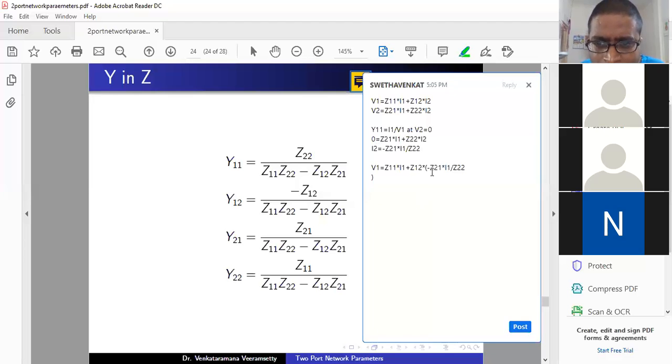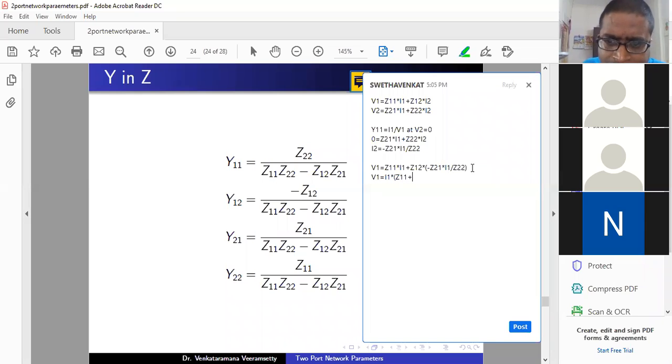Okay, the I2 value, I pasted it here. This I2 is the one I pasted here. Now this will be like this. Now take I1 common. So we have V1 equal to, if we take I1 common, then what do you have?